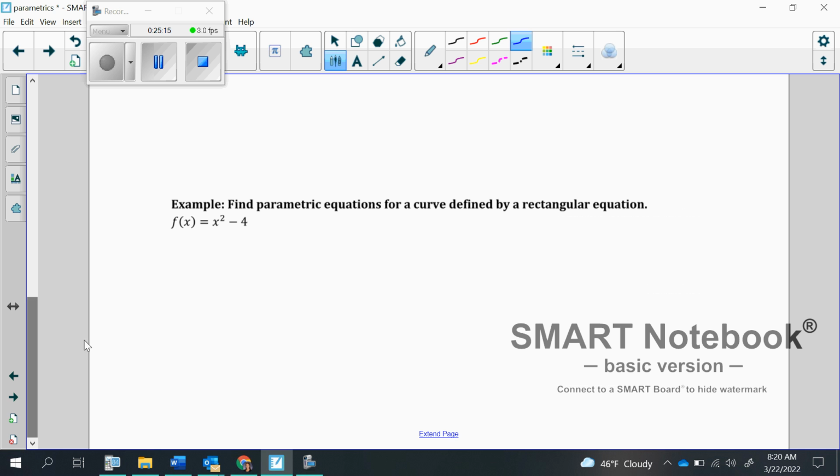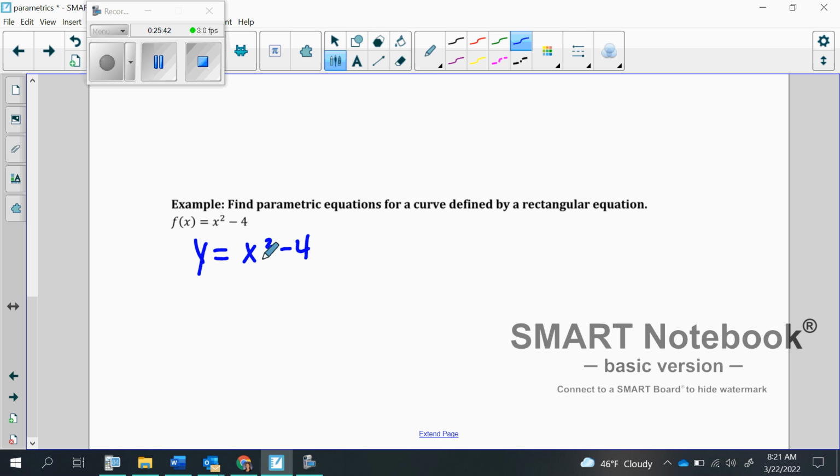And the last one for today that we're going to talk about is find parametric equations for a curve defined by a rectangular equation. So looking at this, it says find parametric equations for a curve defined by a rectangular equation. So I'm giving you y equals x squared minus 4. We know f of x, same thing as y. And I am telling you to write it in terms, so write x and y in terms of t.